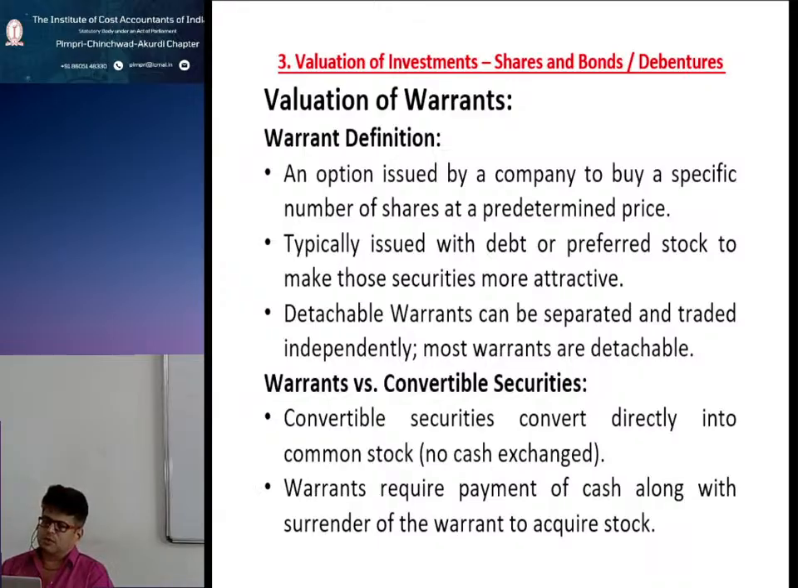So, by definition, a warrant is an option issued by a company to buy a specific number of shares at a predetermined price, typically issued with debt or preferred stock to make those securities more attractive. Detachable warrants can be separated and traded independently. Most warrants are detachable. So that's the instrument being created in relation to a bond as warrants.